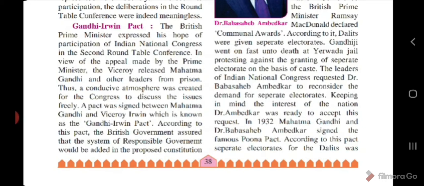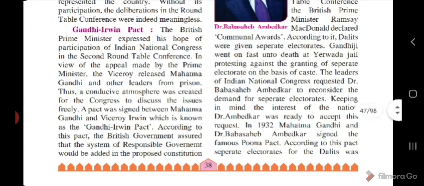The British Prime Minister expressed his hope of participation of the Indian National Congress in the second round table conference. In view of the appeal made by the Prime Minister, the Viceroy released Mahatma Gandhi and other leaders from prison. Thus, a conducive atmosphere was created for the Congress to discuss the issues freely. A pact was signed between Mahatma Gandhi and Viceroy Irvin, which is known as the Gandhi-Irvin Pact.